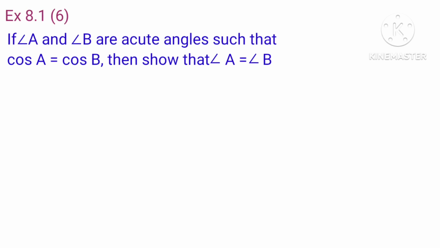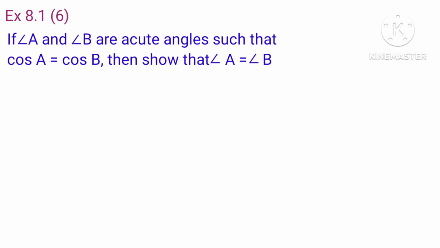Let's move on to the last question. If angle A and angle B are acute angles such that cos A is equal to cos B, then show that angle A is equal to angle B. So they have given that angle A and angle B are acute angles. What is an acute angle? An angle less than 90 degrees is an acute angle. And they have also given us cos A is equal to cos B. And we have to prove that angle A is equal to angle B.